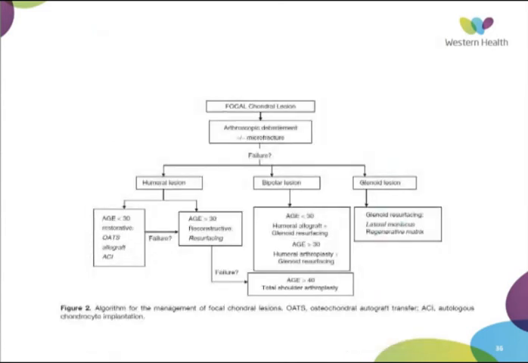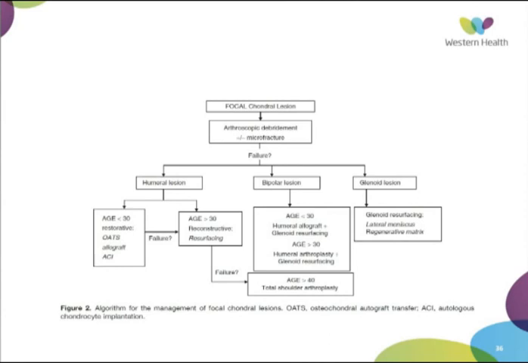Again, a quick algorithm about what we can do with young people. If there's a focal chondral lesion, you can do arthroscopy and microfracture first. If it fails, it depends on where the lesion is: on the humerus, on the glenoid, or on both of them, and it's based on their age. If they're young, the restorative options like the autologous osteochondral transfer can be done, as well as the allografts. If they are older, then the reconstructive and resurfacing options can be used for them.